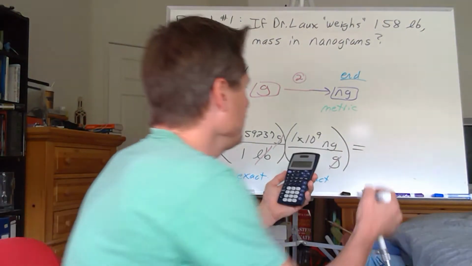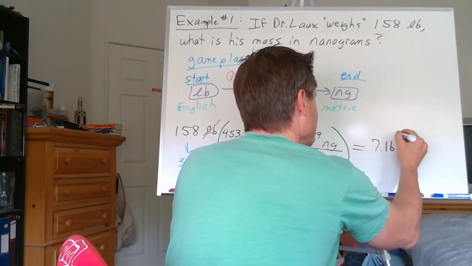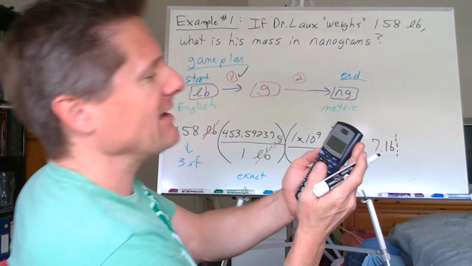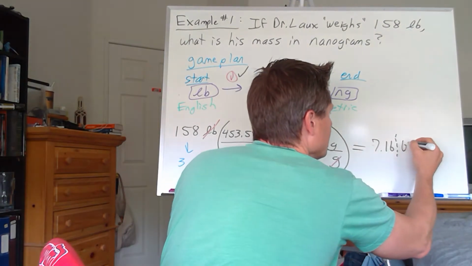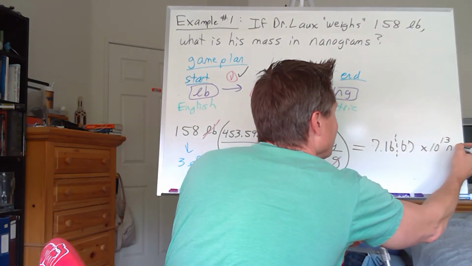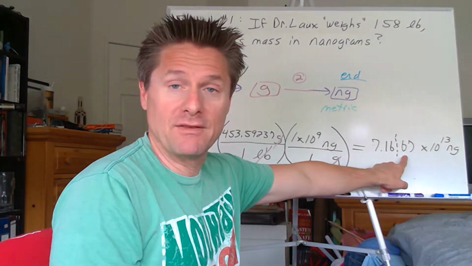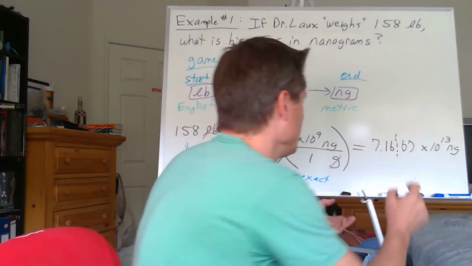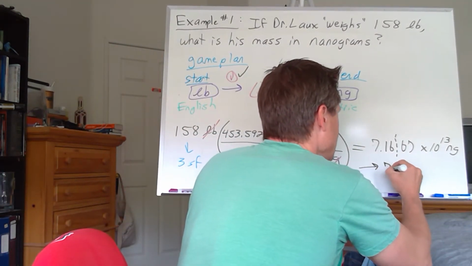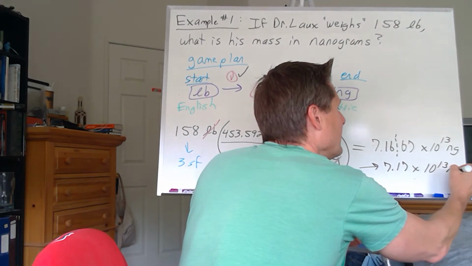So let's get the first 3 significant digits, 7.16. Put the vertical dashed line there, next to 67 times 10 to the 13th nanograms. And let's round it appropriately. That's bigger than 5, right? So that 6 is going to round up to a 7. So that goes to 7.17 times 10 to the 13th.